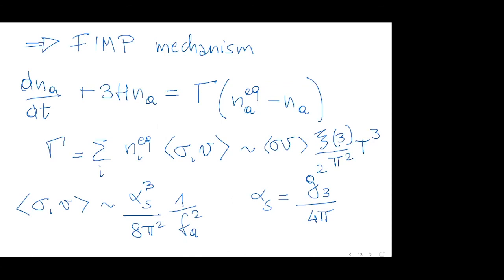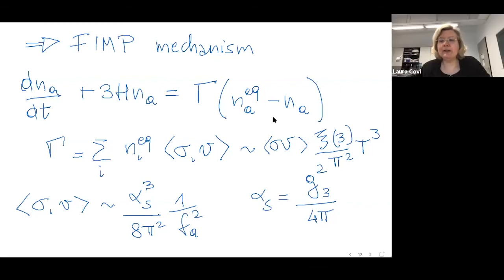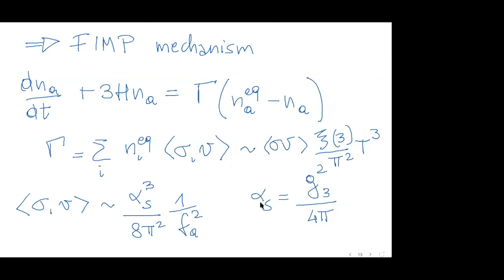So when people talk about fuzzy dark matter, they are really talking about this misalignment mechanism, not this FIMP mechanism. No, they are talking about the misalignment. Okay, yes, just to understand the notation.